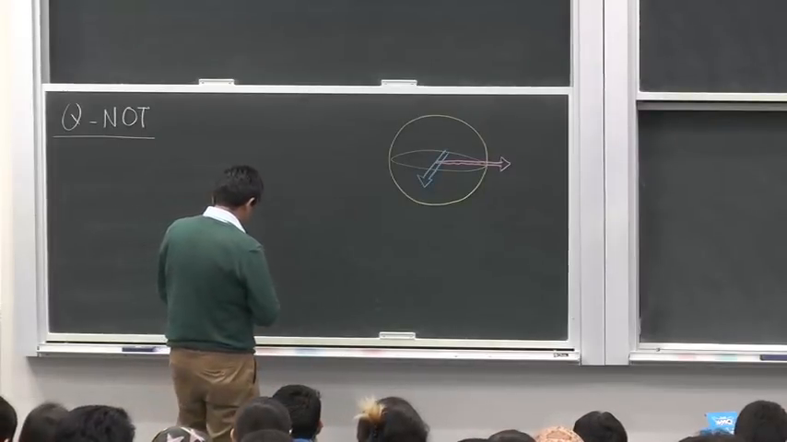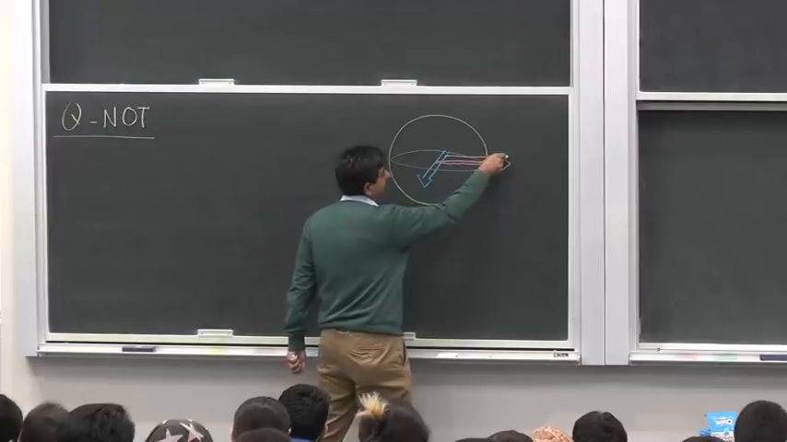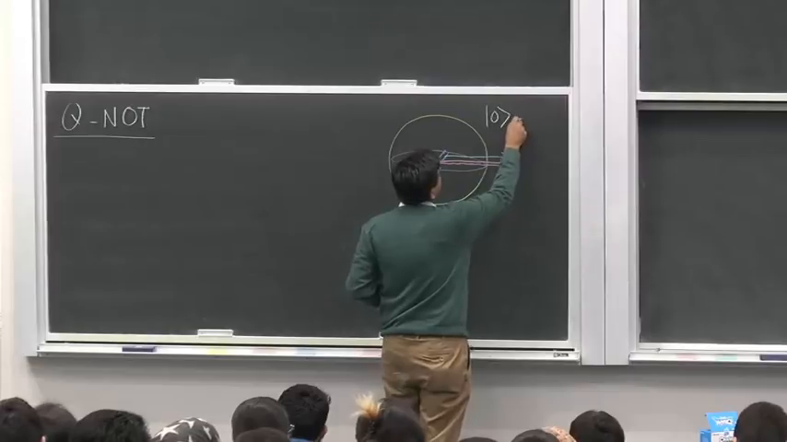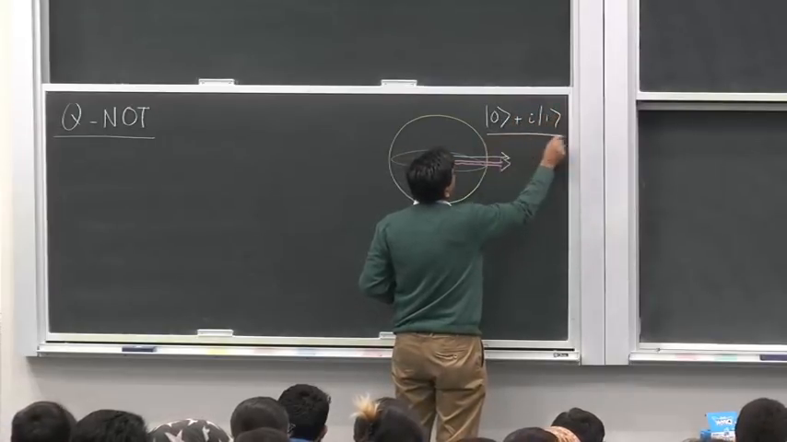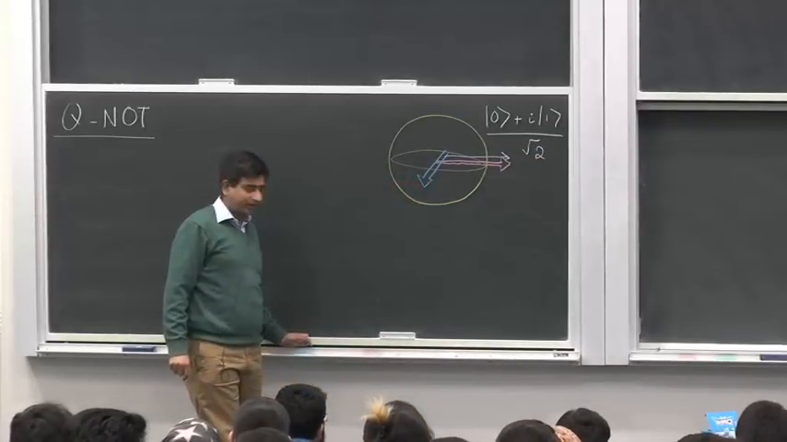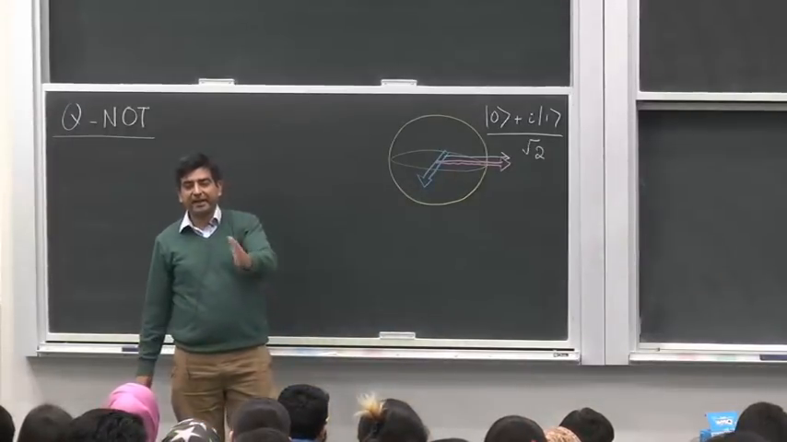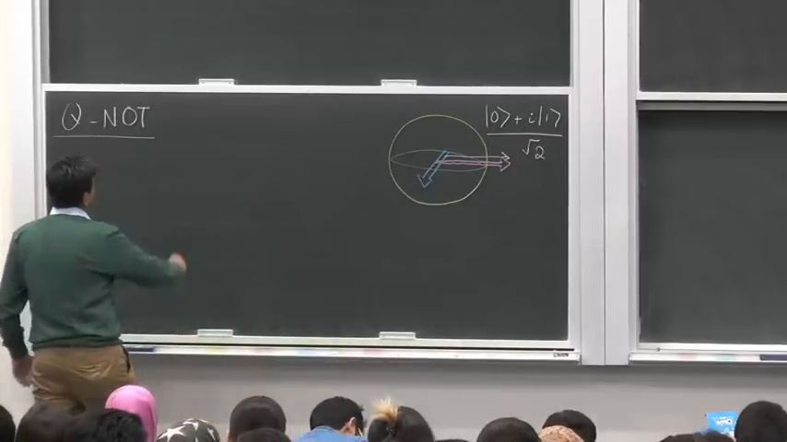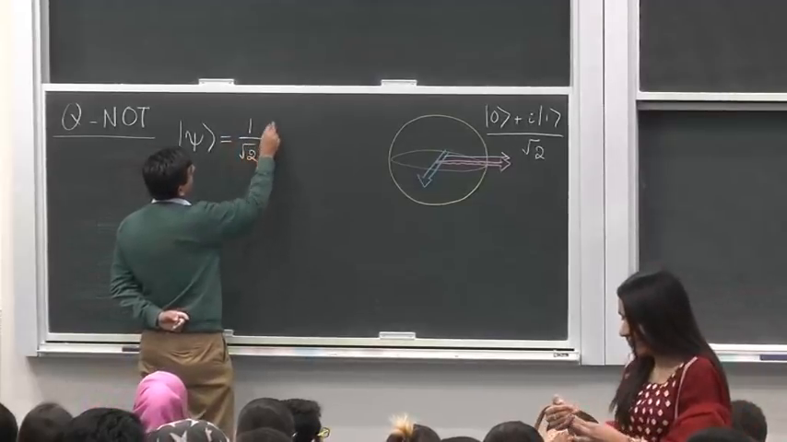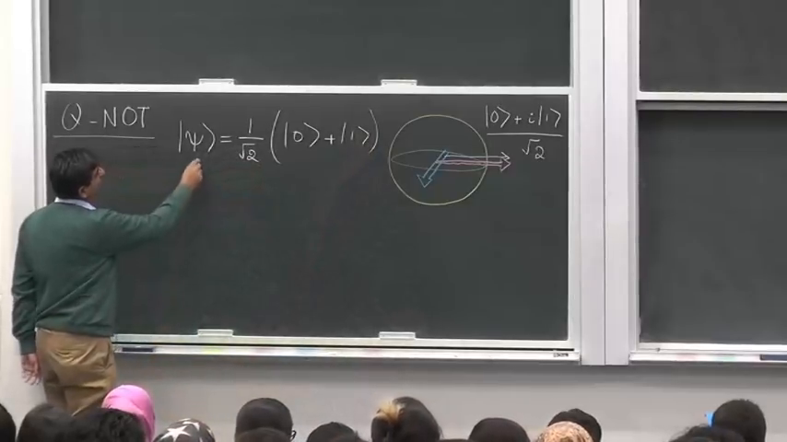And suppose I had a state that is lying in this direction. This state is represented by ket 0 plus i ket 1 over root 2. Now the question is, if the blue axis is my axis of rotation, first of all, let's look at this input state. Let's call it psi 1.